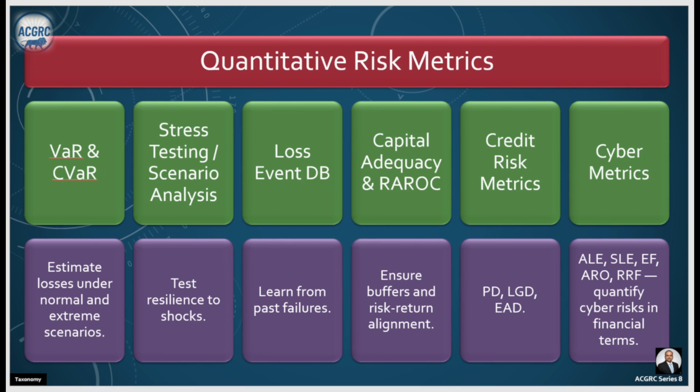It measures the average loss in the worst case scenario, providing a fuller picture of vulnerability when market or event moves beyond the expected. Then there's stress testing and scenario analysis. It's a forward-looking tool that simulates how the enterprise performs under extreme or hypothetical conditions. Whether it's a market crash, a cyber outage, or a regulatory shock. Stress tests reveal not just if we can survive, but how. The loss event database gives a historical grounding, capturing internal and external loss incidents to benchmark, learn, and improve. Each entry is a lesson, not a failure.